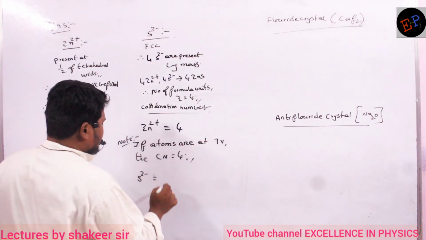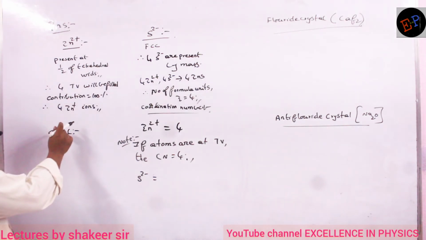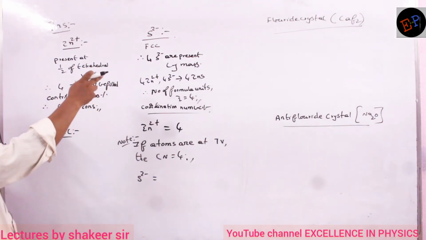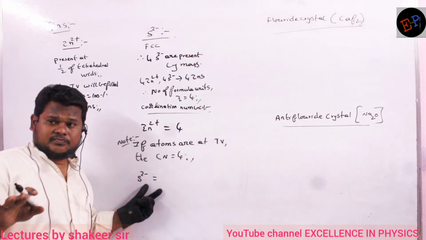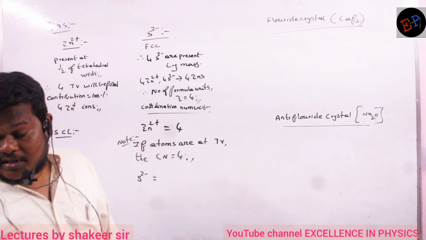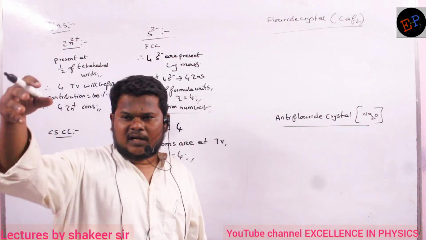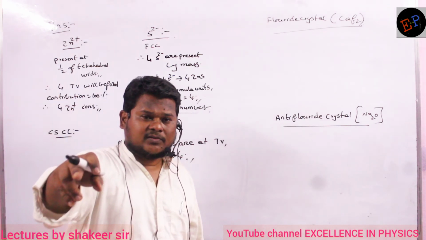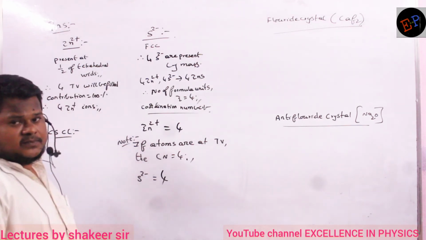Where are S2 minus present? They are present on FCC. It means atoms are present at the corners, no? If atoms are present at corners, coordination number is 8. Okay? But for sulfur it is 4 only. Why?